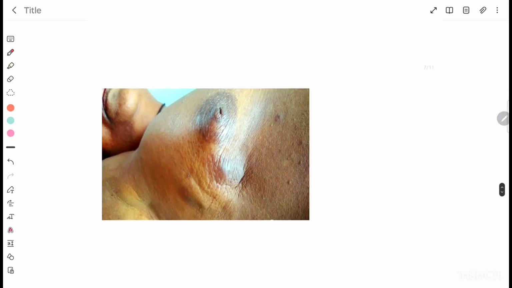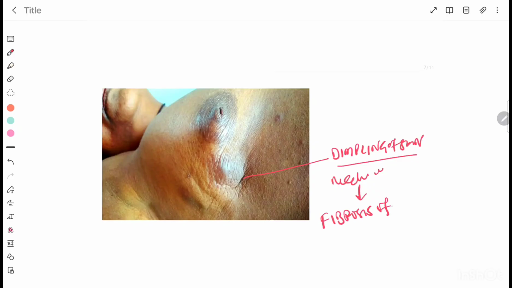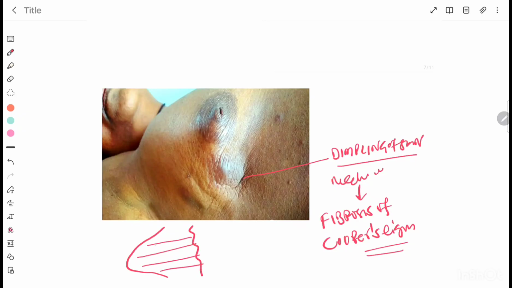And the next one: here you can see the dimpling of skin. You can be asked the question, what is the mechanism behind the dimpling of skin. So you can answer, there is fibrosis of Cooper's ligament. This is the ligament which connects the breast with the chest wall. So in malignancy, there is fibrosis of this ligament, Cooper's ligament, and it leads to dimpling of skin.